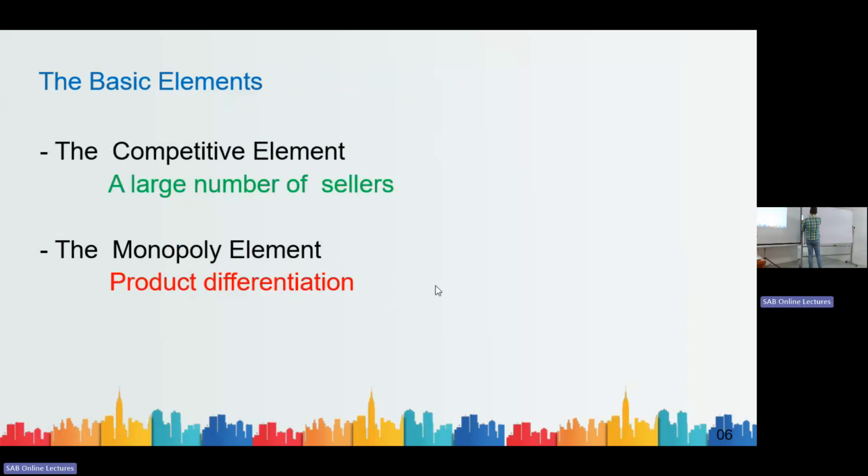Perfect competition is on one extreme. Monopoly is on the other extreme. So we have these two extremes. Monopolistic competition is close to perfect competition, and it has characteristics of both monopoly and perfect competition. The element of perfect competition that belongs to monopolistic competition is a large number of sellers. The monopolistic characteristic that belongs to monopolistic competition is product differentiation.